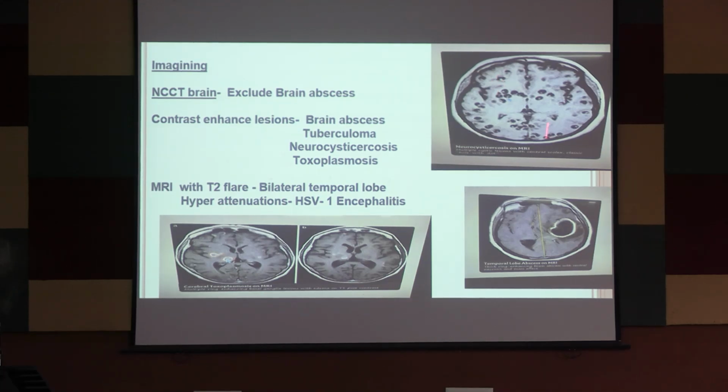This is called neurocysticercosis. These are the CT scans for brain abscess, and brain abscess is also ring enhancing. This is a ring, and the ring is taking the contrast much more. That is called ring enhancing. So brain abscess is a ring enhancing lesion. Here there are basal ganglia lesions that occur in toxoplasmosis, bilateral basal ganglia lesions.